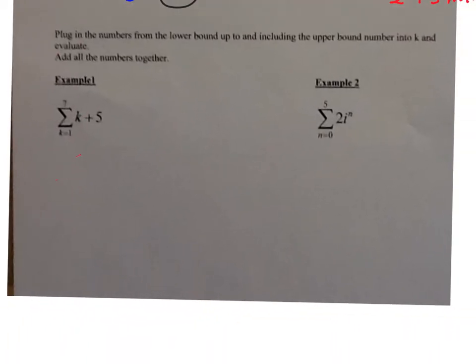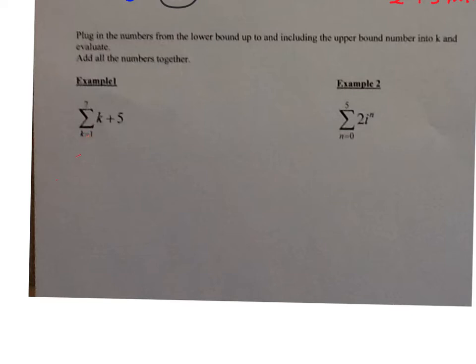All right, so I have this big E. I'm going from K equals 1 up to K equals 7. I'm evaluating K plus 5. All right, so on this side here, I'm going to start with K equals 1. And then I'm going to plug in 1 for K. So it's 1 plus 5, and that equals 5. And then I go to 2. K equals 2. So it's 2 plus 5, which is equal to 7. And then I do K equals 3. So that's 3 plus 5, which is equal to 8.